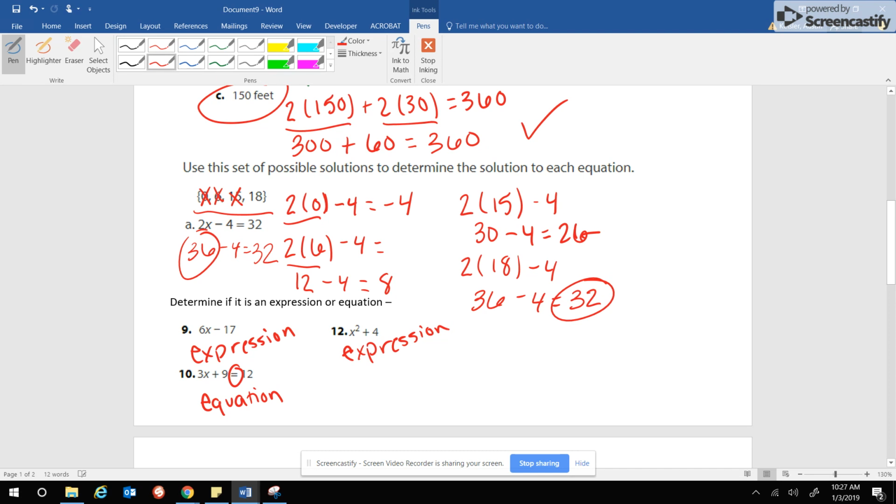All right, that's the basic intro to equations. So we can use substitution to test some solutions and figure out which is the correct answer.